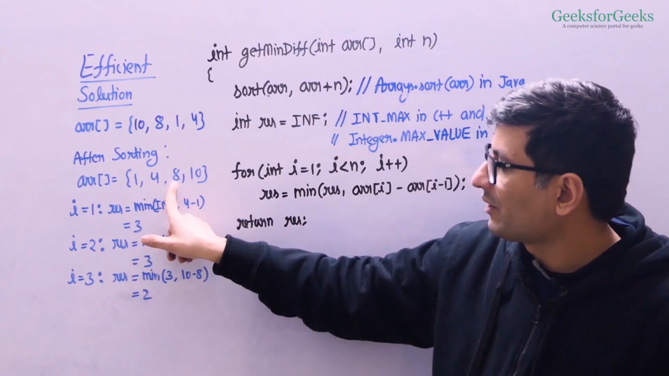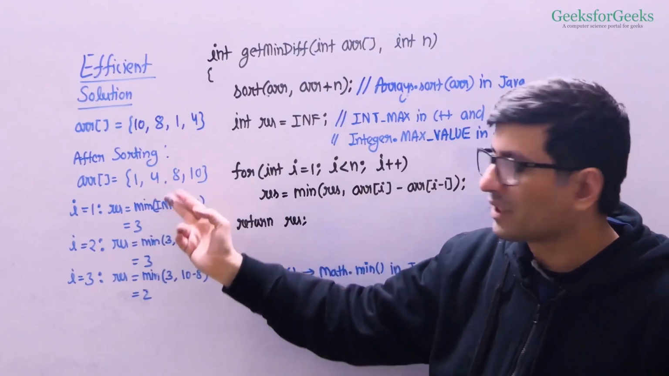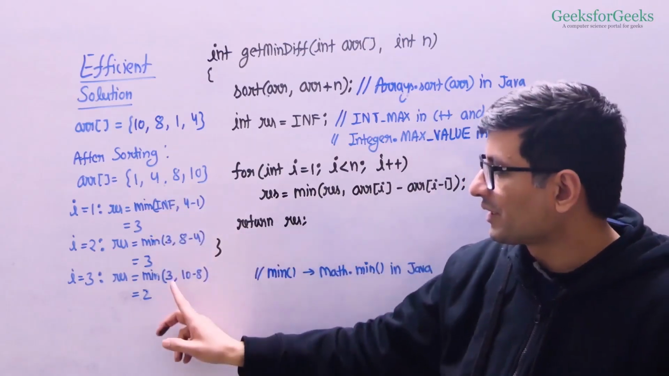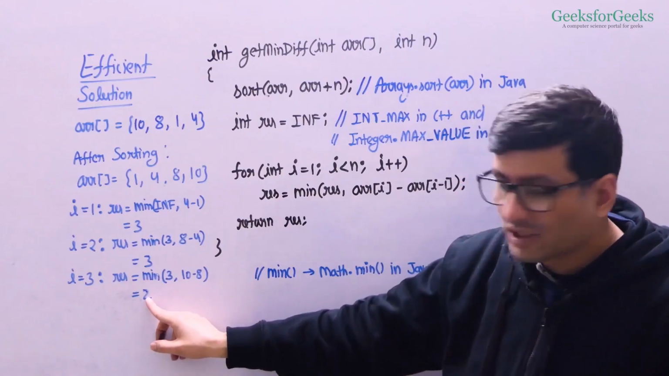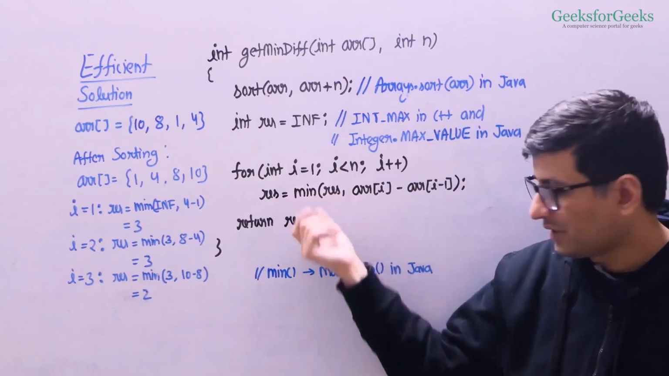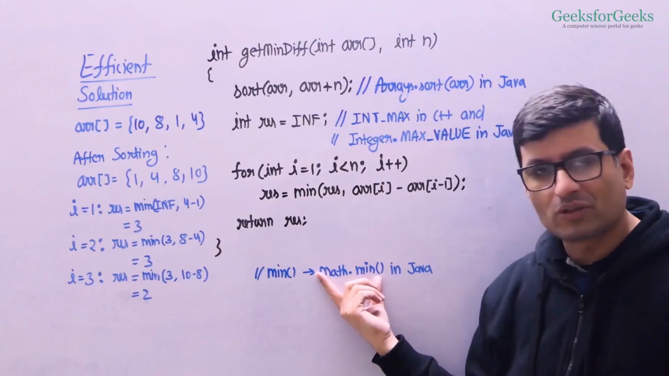Then we come to 8 and we subtract 4 from it. So we get the difference as 4. Now we come to 10 and we subtract 8 from it. So we get the difference as 2. So our final result is 2 because 2 is the smallest difference. And we are finding the minimum value here. In Java, we can simply use Math.min.